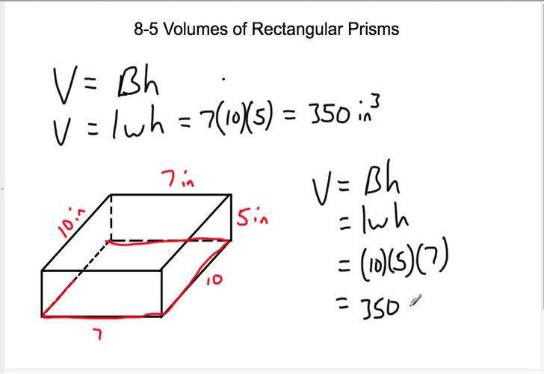So it doesn't matter which base you choose. Either way, the volume is going to end up the same. And so that makes it pretty easy. All you do, multiply those three different dimensions, make sure you have cubic units, and you're good to go.